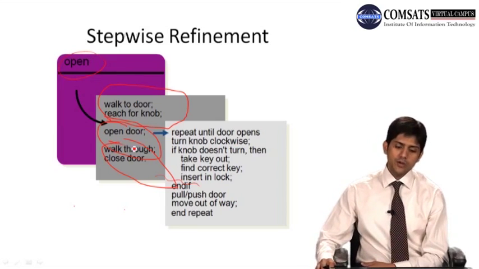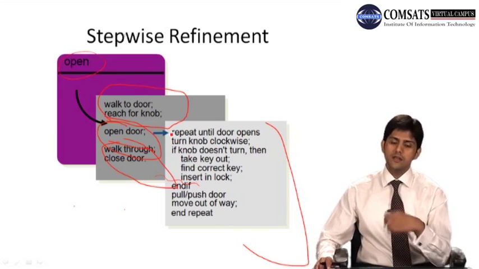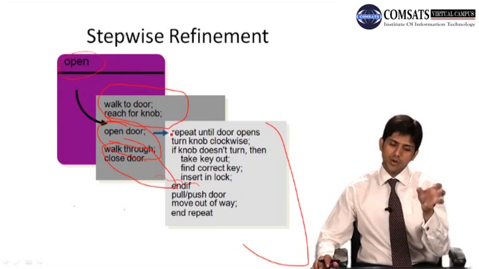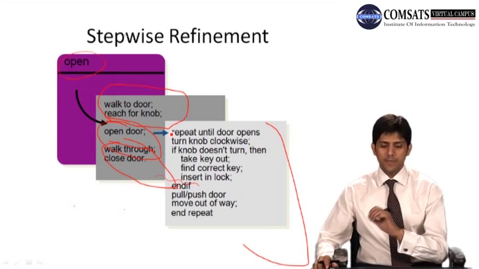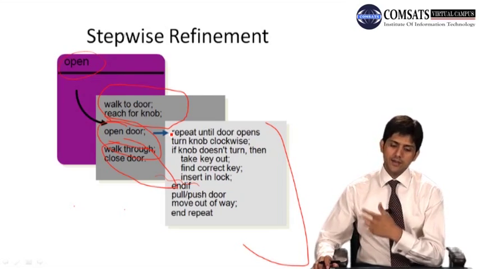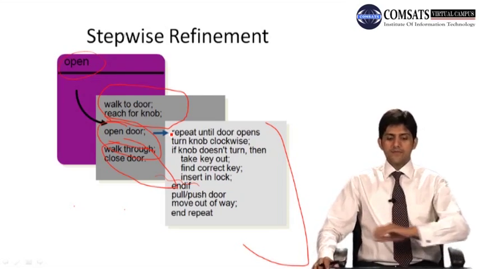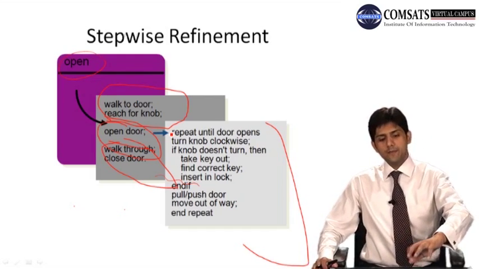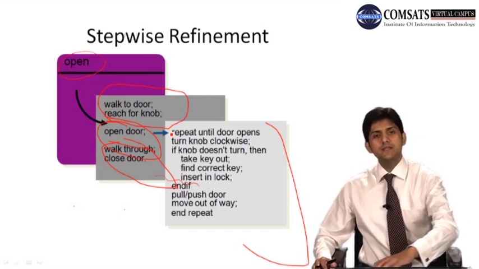Third step के ऊपर ये जो open door था इसका हमने पूरा एक pseudo code सा भी लिख दिया. हमने कहा जी repeat until the door opens, turn the knob clockwise. If the knob doesn't turn, then take the key out, find the correct key, insert in the lock. ठीक है. So you can see कि this is what we mean by stepwise refinement.